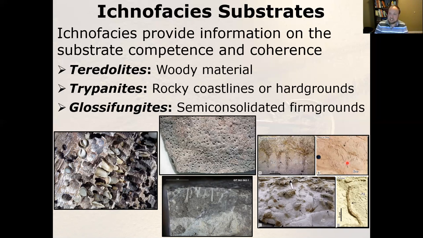And Glossifungites, it's a semi-consolidated substrate. The way that something gets semi-consolidated is by being buried a little bit, and then things are living on top of it, so that means that it was exposed. So again, evidence of a disconformity. Some time is missing here. It's an erosional surface. So if you're able to read these different burrow types, you're able to recognize these potentially important stratigraphic surfaces.